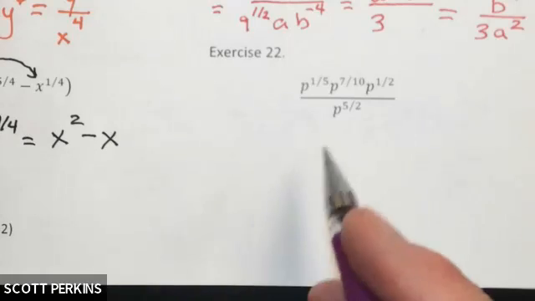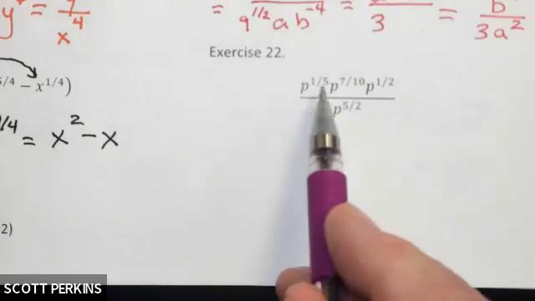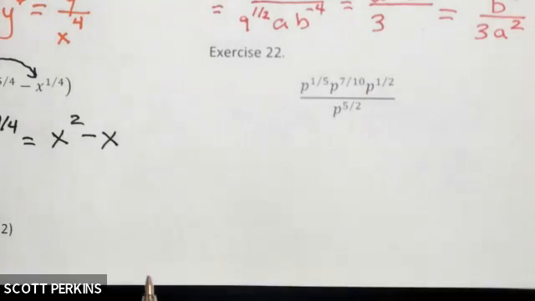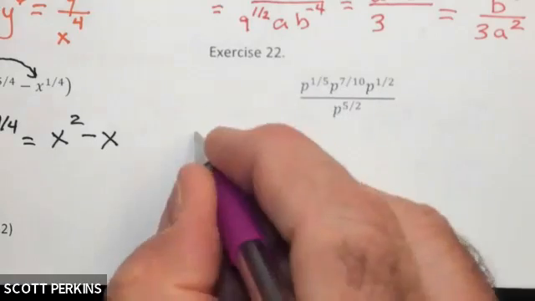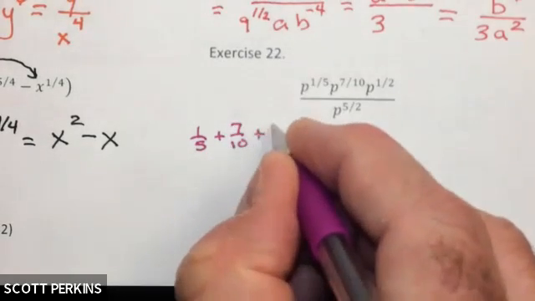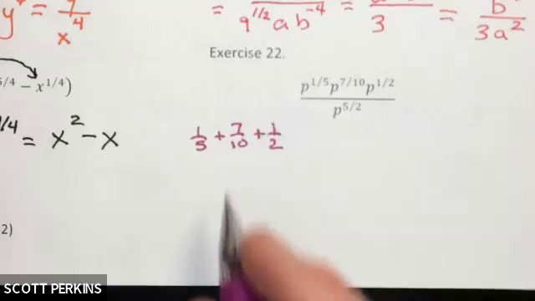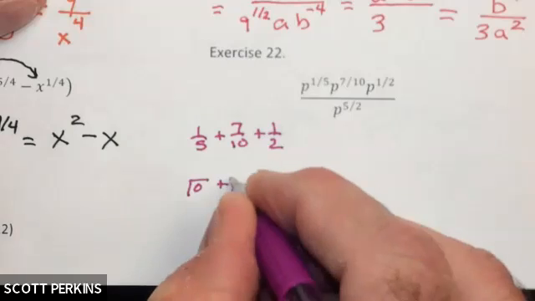So here goes. I mean, you have options on this. I'm going to go ahead and just do the product rule on the top first, and then I'll worry about this quotient. So I'm going to combine all of those p's. So I've got to add 1/5 plus 7/10 plus 1/2. So the common denominator there is 10 among those 3 fractions.